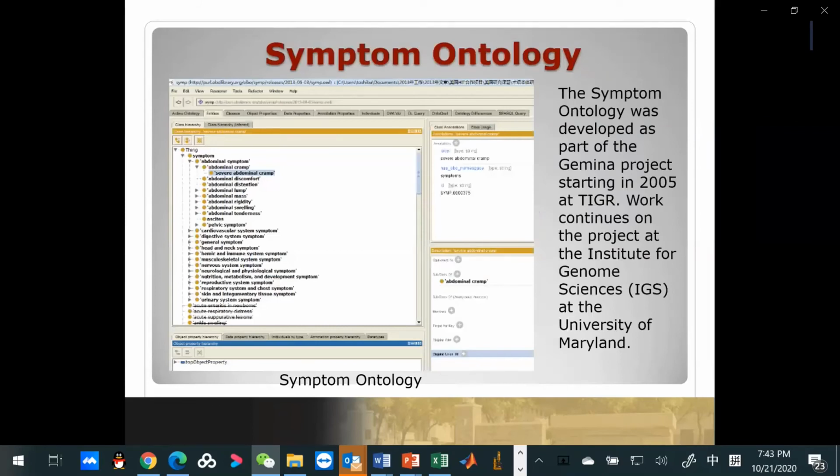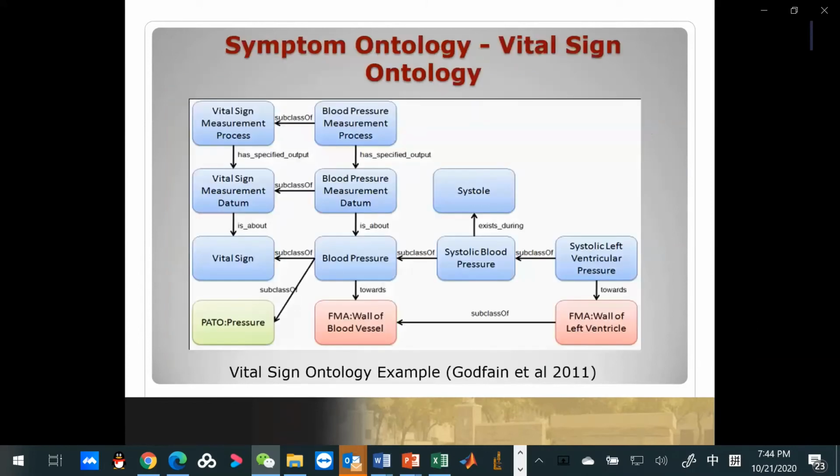The symptom ontology was studied by different scholars. As shown above, the symptom ontology was developed as part of a Gemini project starting in 2005, and it continues at the Institute of Gemini Science at the University of Maryland. The virtual science ontology was developed by Barry Smith at Buffalo University in 2011. It is a useful term to standardize the clinical findings and avoid ambiguity.